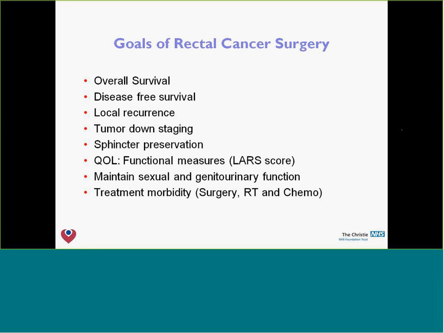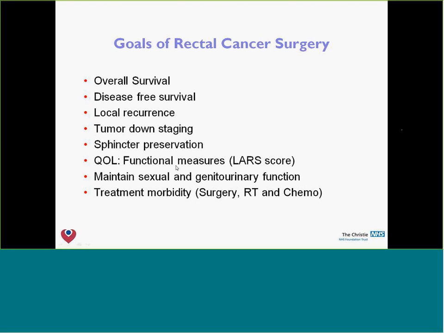And in general, the goals of rectal cancer surgery are: one is looking at survival, overall survival and disease survival, and the chance of getting local recurrence. And downstaging is something new which has come up with the use of neoadjuvant chemotherapy or chemoradiation. Sphincter preservation, because people don't want to have a permanent bag. A temporary bag is fine, at least in the Western world. I know there's a big taboo about permanent stomas in the subcontinent. So sphincter preservation is very important.